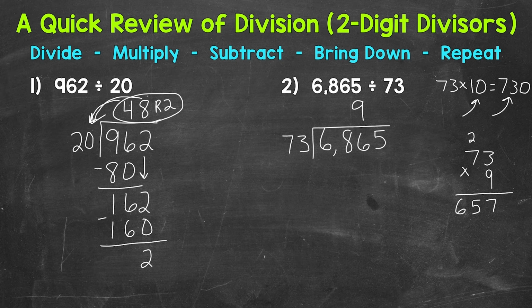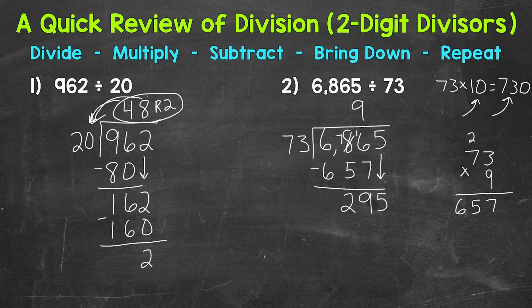Now we multiply. I'm going to do this problem without drawing those arrows. So 9 times 73 is 657. Then we subtract. So 6 minus 7, we need to borrow. 16 minus 7 is 9. 7 minus 5 is 2. And then 6 minus 6 is 0. After subtracting, we bring down. So let's bring down the 5. And we have 295.